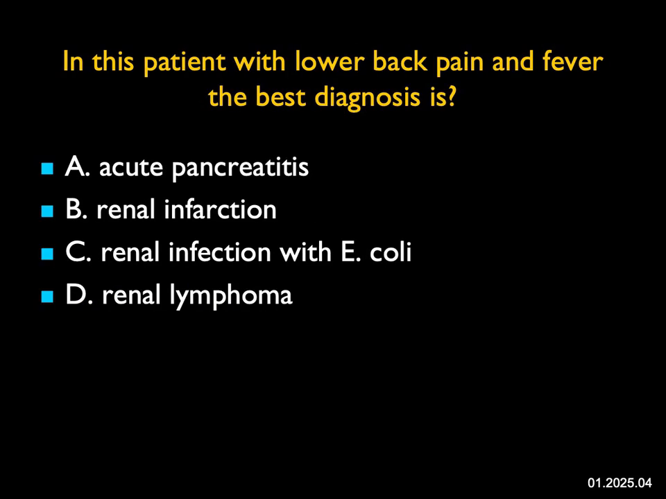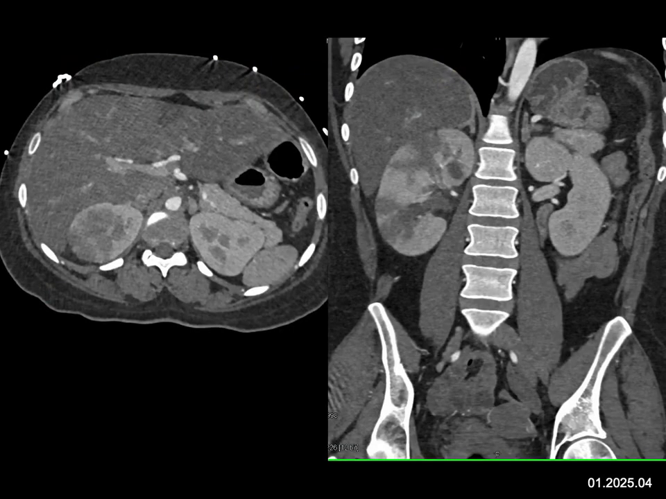In this patient with lower back pain and fever, the best diagnosis is, well, let's first look at the images. What I see is the right kidney is enlarged, and there are multiple low-density areas going central to peripheral in the kidney. It doesn't have the look of a tumor. It has the look more of infection or infarction. Infarcts are usually very sharply demarcated, can be single or can be multiple, can be unilateral or bilateral. Similarly, infection can be focal or diffuse, can be unilateral or bilateral. This is, of course, not acute pancreatitis.